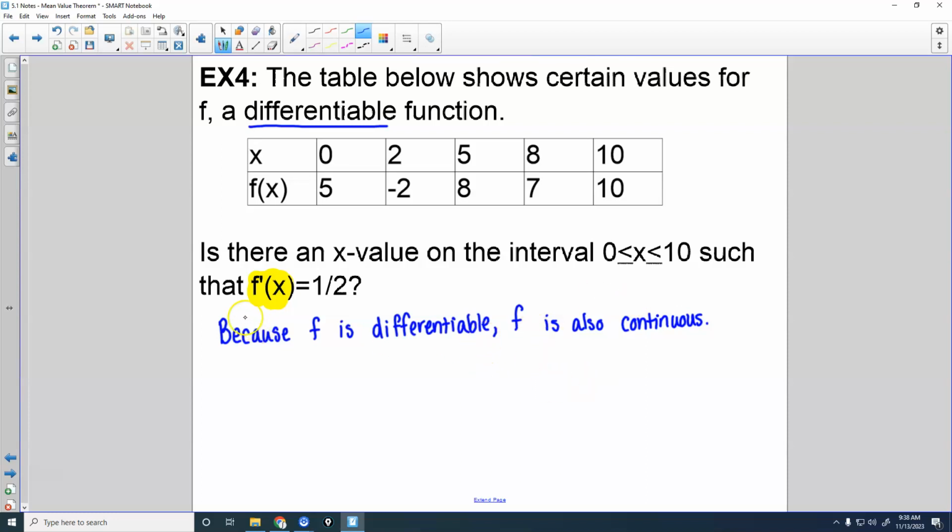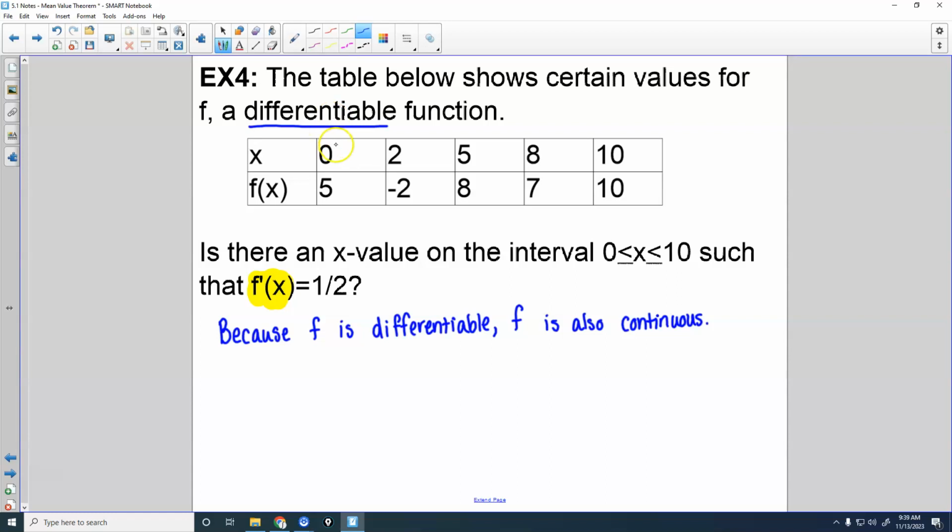All right, so this is how you always need to say it. Do not just say f is differentiable and continuous, because they did not tell you f is continuous. Unless they told you f is continuous above, you can't just say f is differentiable and continuous. You need to say because f is differentiable, because that's the information they gave you, f is also continuous. See the slight difference there in those two. So now that we have shown this is the case, mean value theorem should apply.